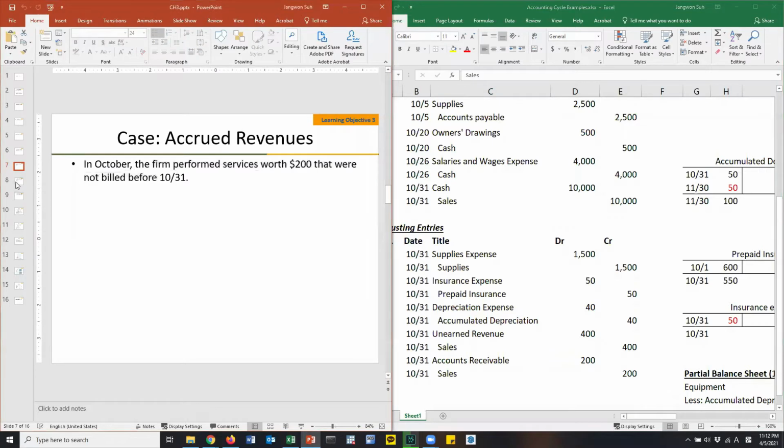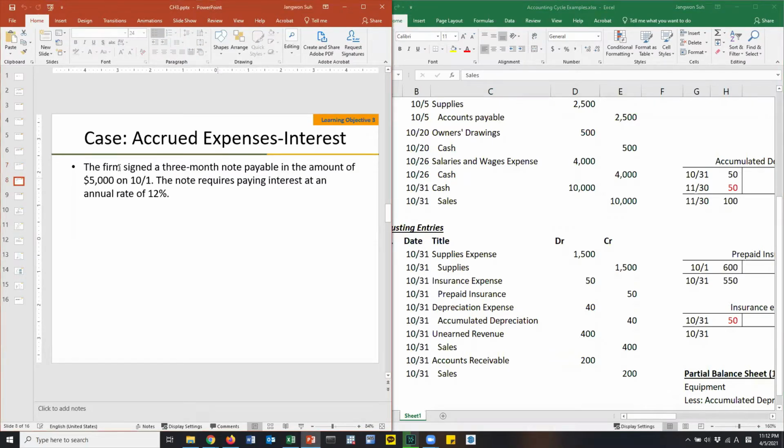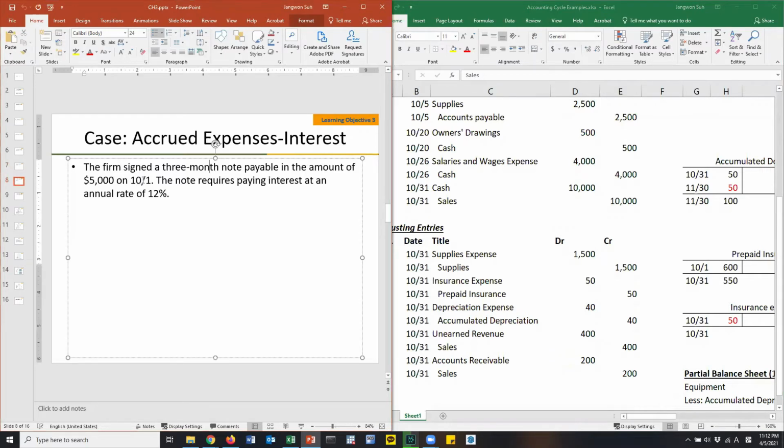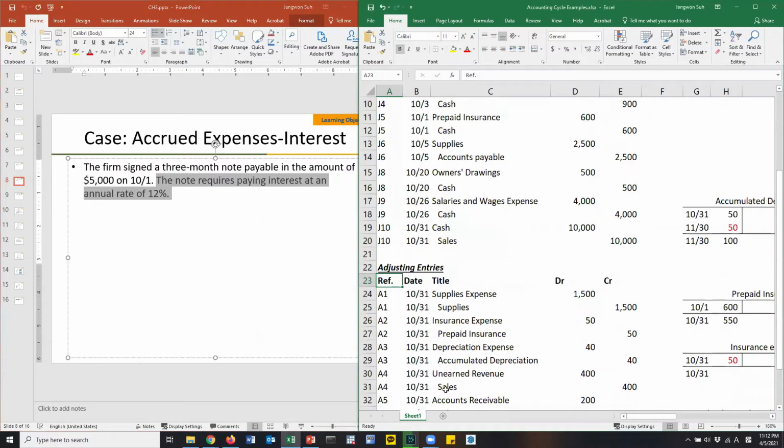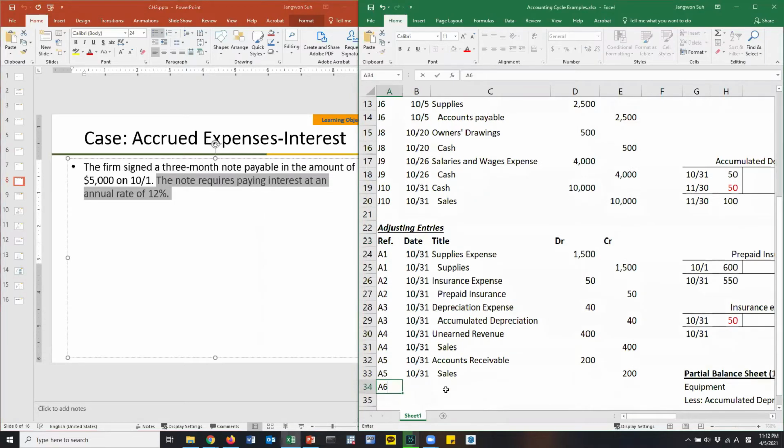And then number 8, the next case: the firm signed a 3-month note payable in the amount of 5,000 on October 1st. Do you remember this case? I do. Here, equipment, 5,000, notes payable, right? And you remember that I told you to please ignore this part, the interest. It is an important part, but I told you to ignore it. Why? Because interest is going to be recorded as part of adjusting entries, chapter 3. Now, let's talk about that. Interest.